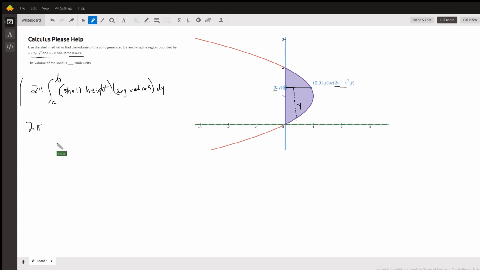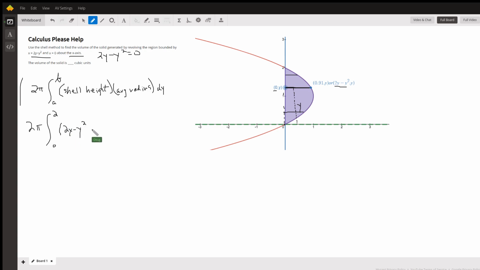Well, what's the integral? What are the a and the b? Well, we have to find out what the y coordinates are when x is 0. When x is 0, we got 2y minus y squared equals 0. And it's easy to see that 0 and 2 are the values of y. So these shells are occurring from this y coordinate of 0 all the way up to this y coordinate of 2. So we're going from 0 to 2. The height of the shell is 2y minus y squared for every y between 0 and 2.